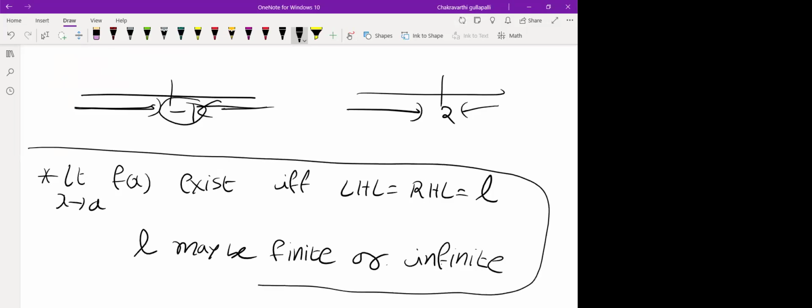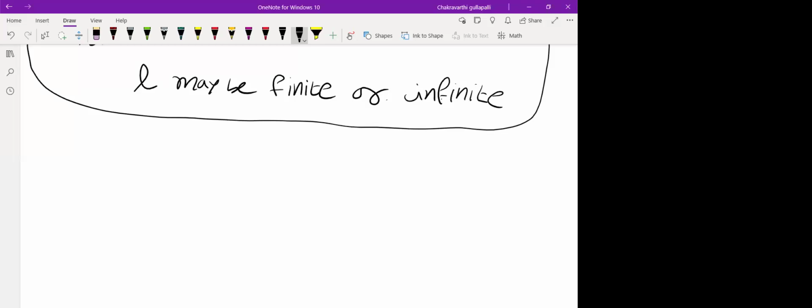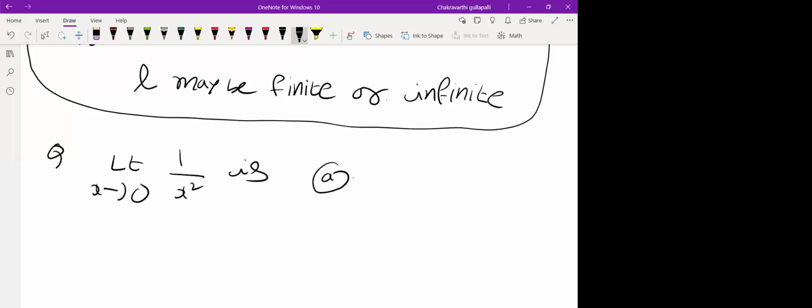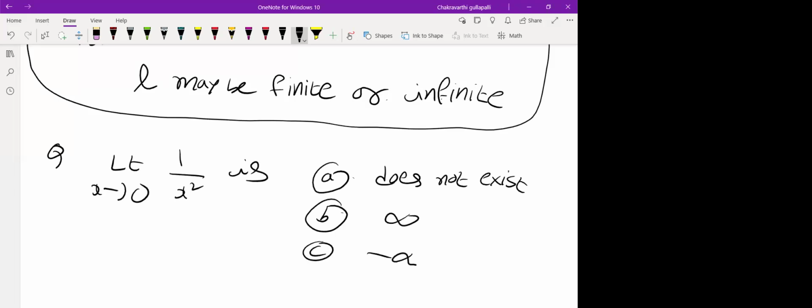Because generally, when it is given, students are marking that option. For example, limit x approaching 0 of 1 by x square is: option A, does not exist. Option B, infinity, minus infinity, data inadequate.